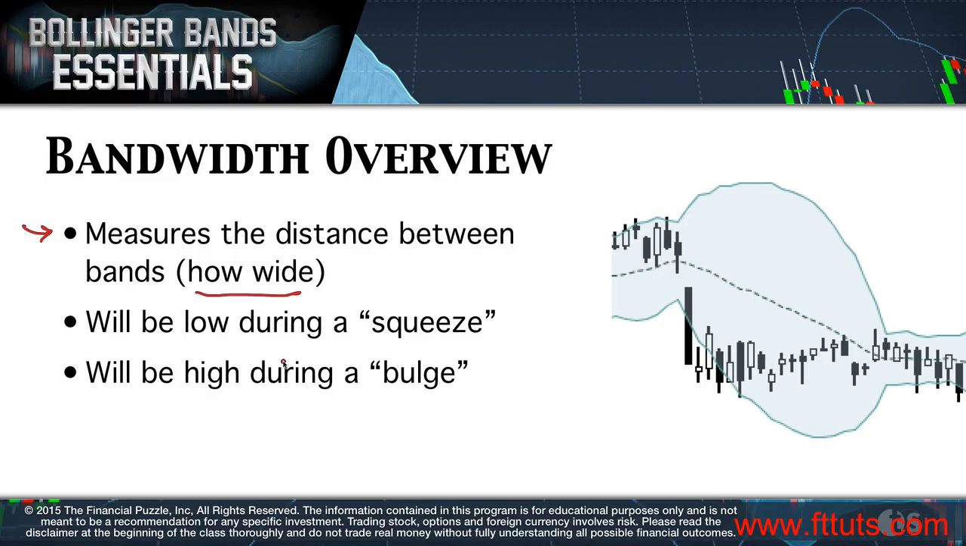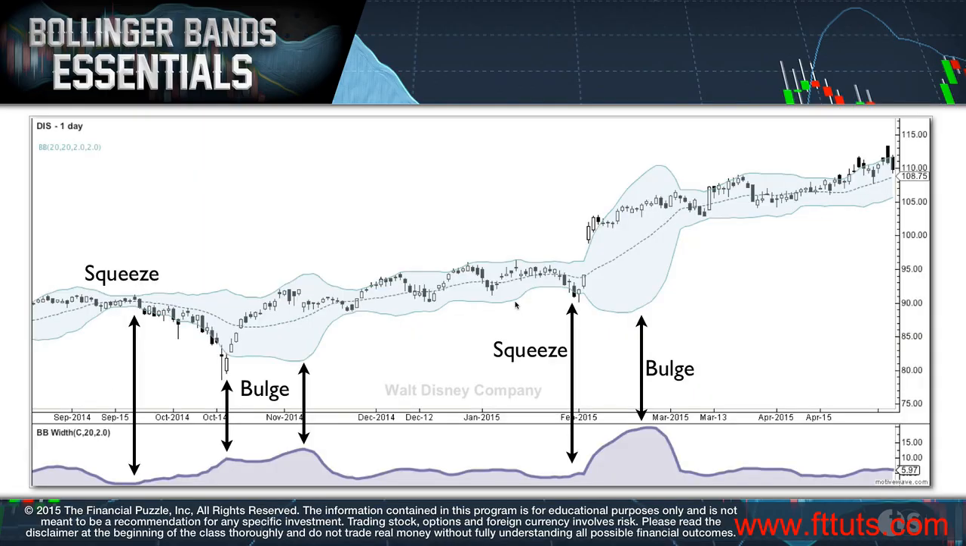Now there's going to be two real signals that you get. You're going to get the squeeze and the bulge. During a squeeze, your bandwidth is going to be very low because it's reflecting that low volatility. It's tightened down. And during a bulge, your bandwidth is going to be very high, again, because that volatility has come in there. So let's take a look over here and I'll show you what I'm talking about.